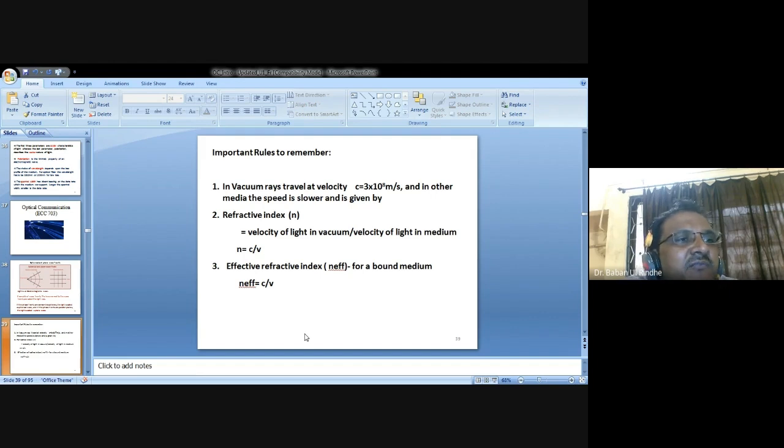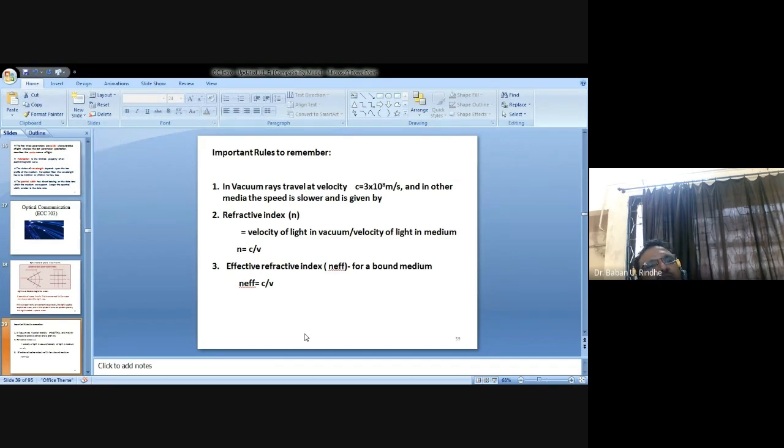The refractive index, small n, is equal to c by v, the velocity of light in vacuum over the velocity of light in the medium. Therefore, that indicates the refractive index n = c/v. Already we have mentioned the velocity of light is 3 × 10^8 meters per second. And if you know the velocity of light in the medium, then we get the refractive index n. Okay, that we calculate as c by v.